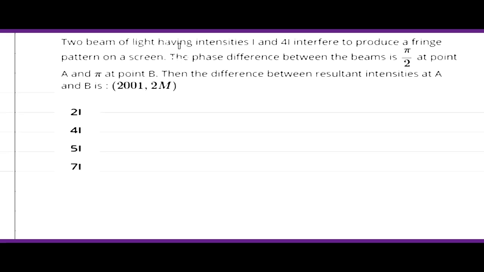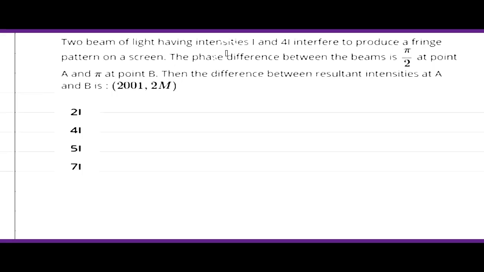Two beams of light having intensities I and 4I interfere to produce a fringe pattern on the screen. The phase difference between the beams is pi by 2 at point A and pi at point B. Then the difference between the resultant intensities at A and B will be. So here two light waves of intensities are interfering on each other to produce a fringe pattern.